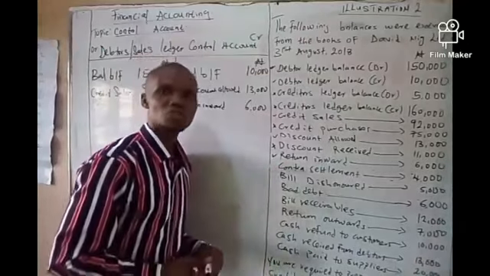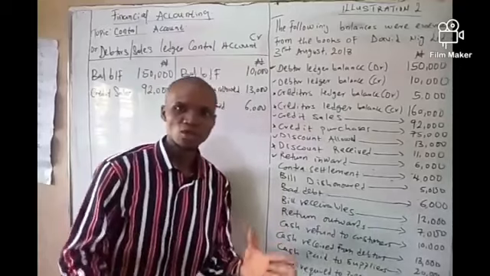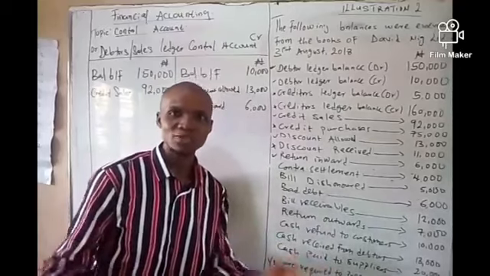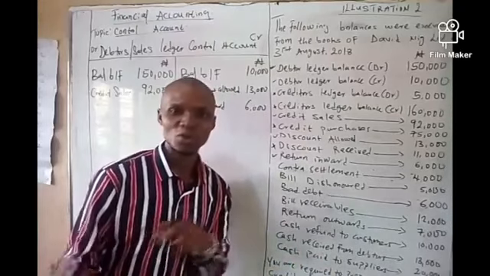We have contra entry. Like I said last time, contra entry is a situation whereby the debtor becomes the creditor and the creditor becomes the debtor. How?